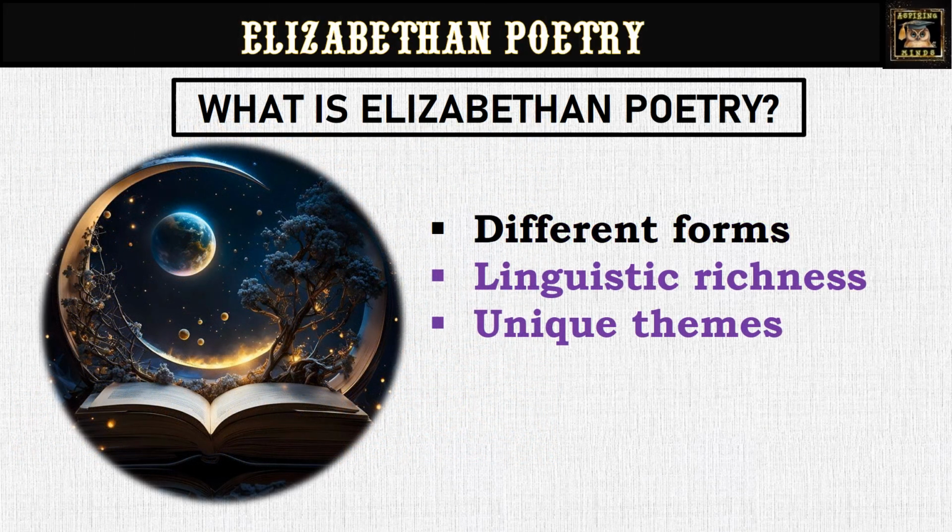You might be wondering what exactly is Elizabethan poetry. It includes rich poetic works produced during the Elizabethan era, characterized by diverse forms, themes, and linguistic richness. It reflects the Renaissance spirit, blending classical influences with the ongoing English traditions, and this assimilation created a vibrant and dynamic literary landscape in those times.